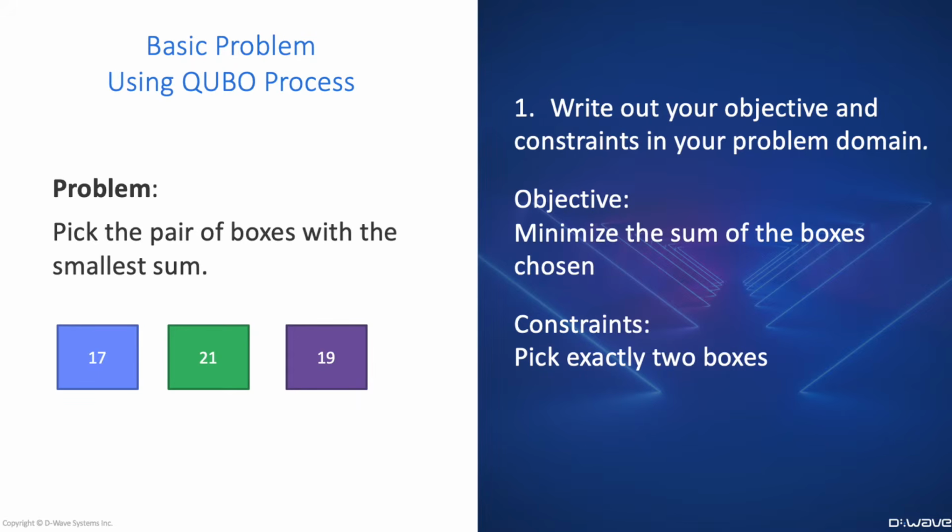So let's introduce another very basic problem here so you can get the idea. Choose the pair of boxes with the smallest sum. Now, all of us can do this in our heads. There's no doubt about it. You just take all the pairs of two that you could make, the first and second, the first and third, second and third, etc.